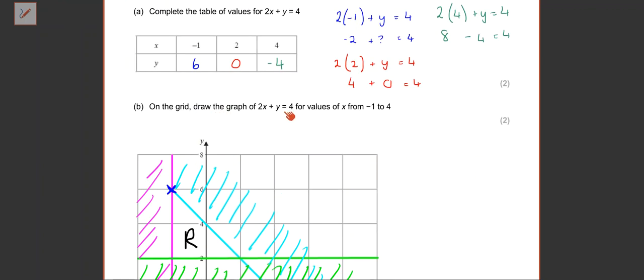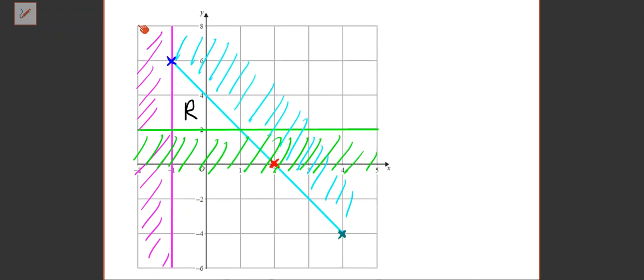So on the grid, draw the graph, from -1 to 4. So 2 marks. 1 would be for plotting the points correctly, and 1 would be for actually drawing the line. Now I would say that it says here from -1 to 4, so technically your line should not have gone past those points, but having done this before, I think it didn't actually pick that up from the mark scheme.